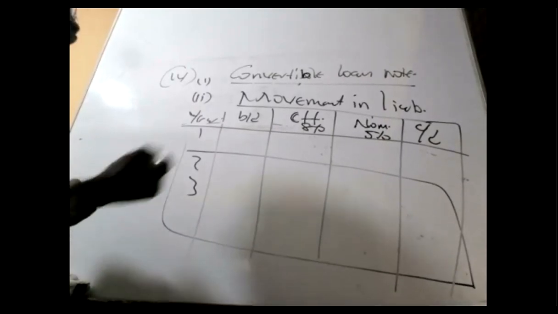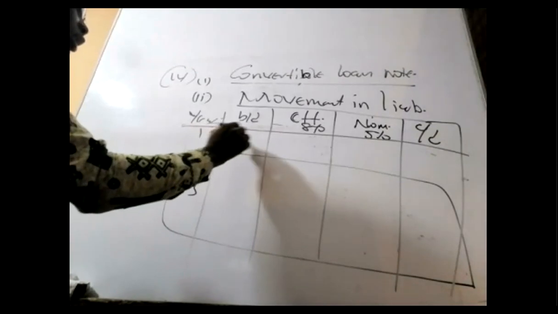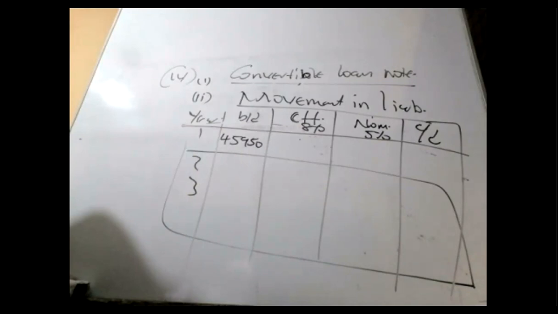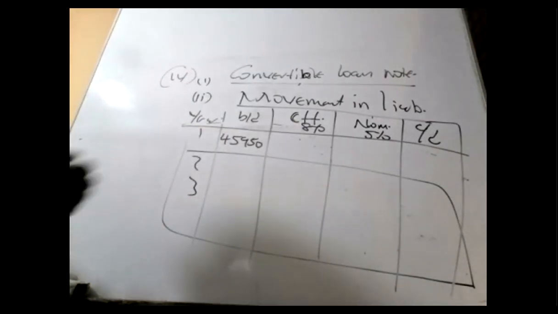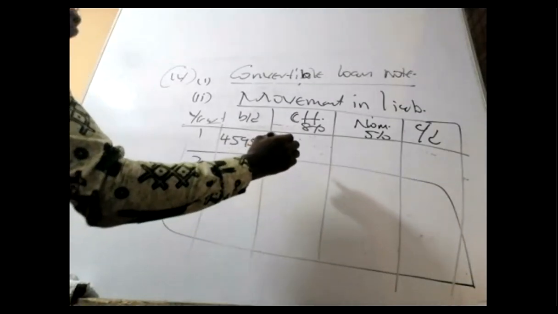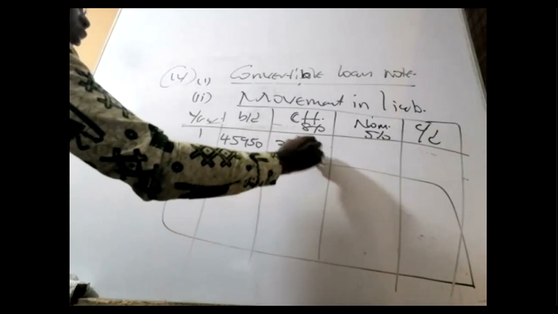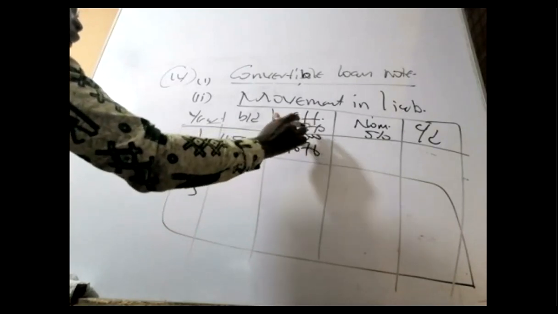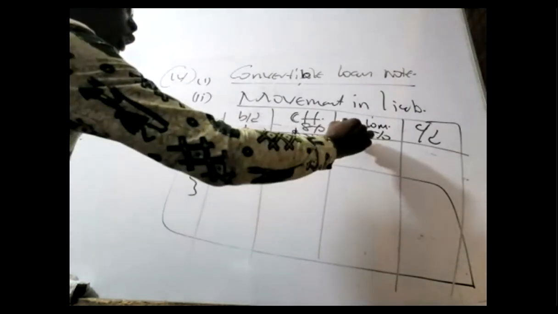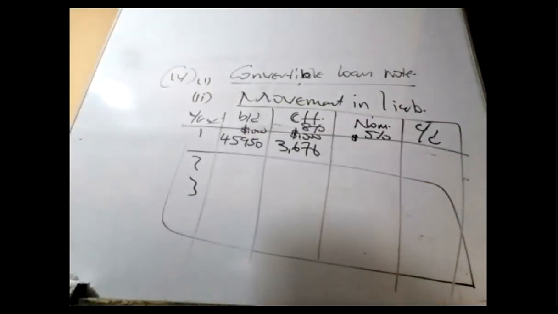It's 45,950. Find 8% on it. What do you get? Then you move on. Good. So 8% on the value, so 3,676. Don't forget you're working in thousands of dollars.